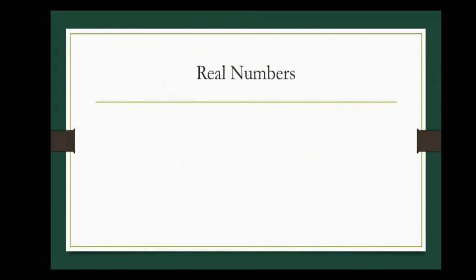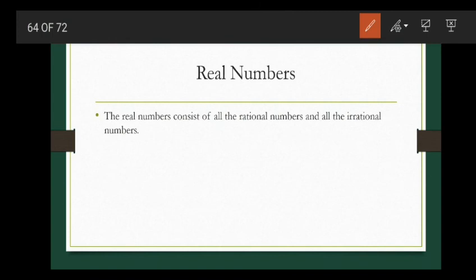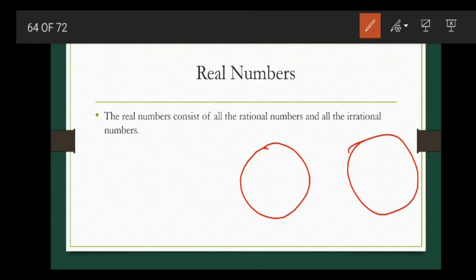What are real numbers? Rational numbers and irrational numbers together, we'll call real numbers. Real numbers consist of all rational numbers and all the irrational numbers. We have already learnt that rational numbers and irrational numbers are disjoint sets. So you know what is disjoint: there is no common element between these two sets.